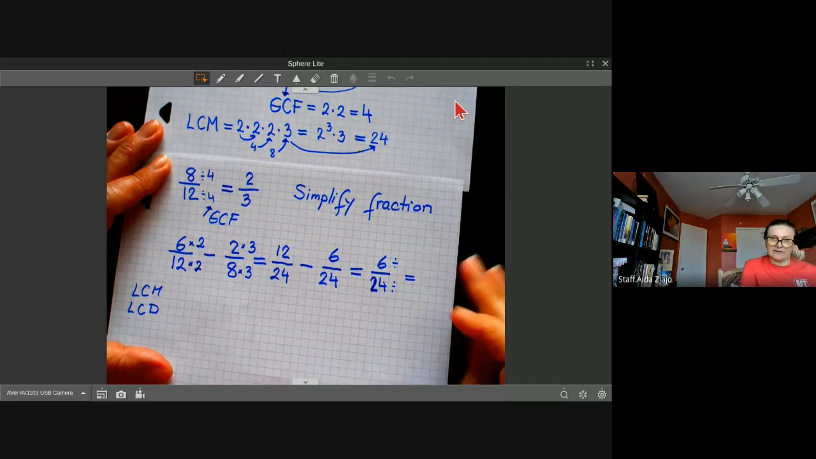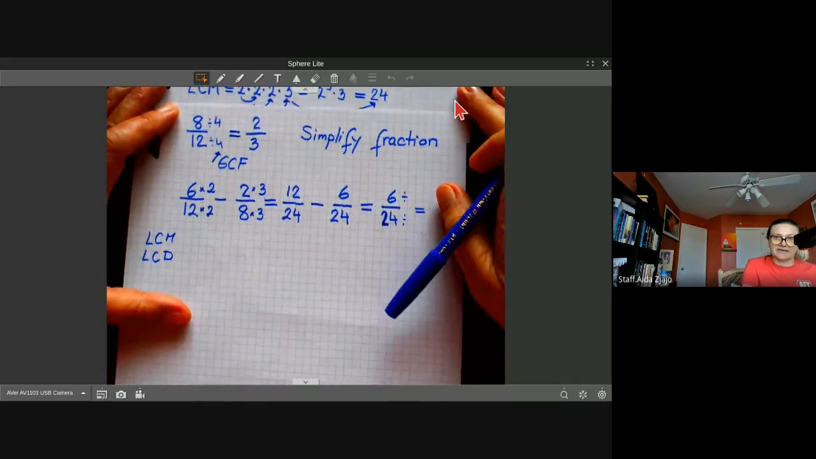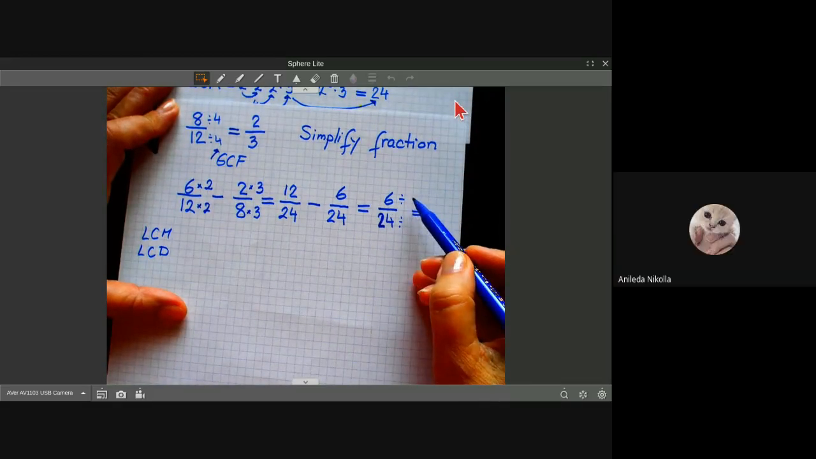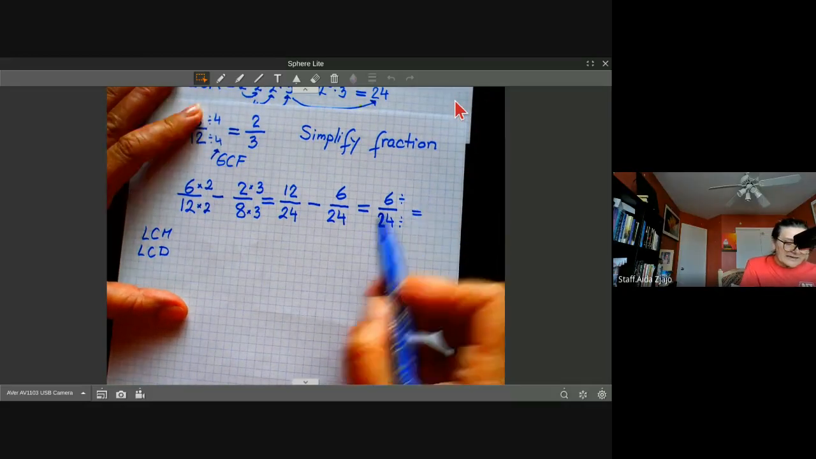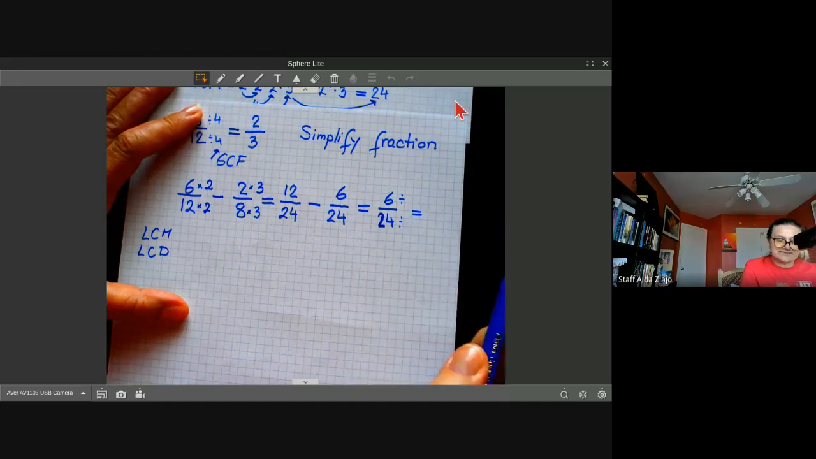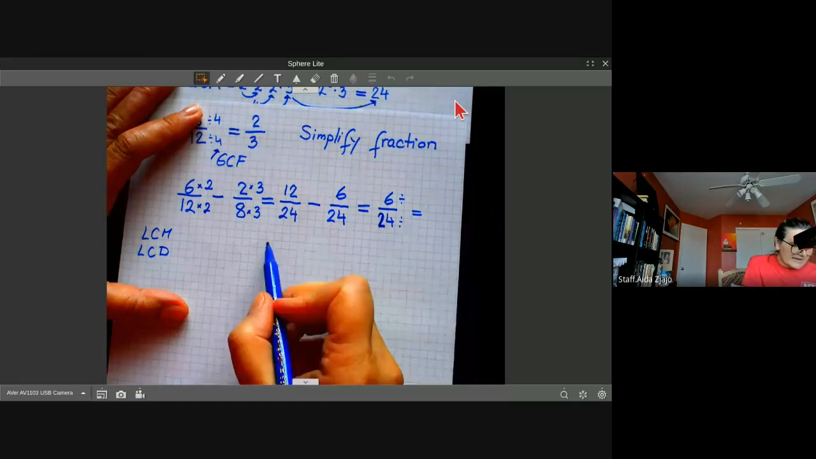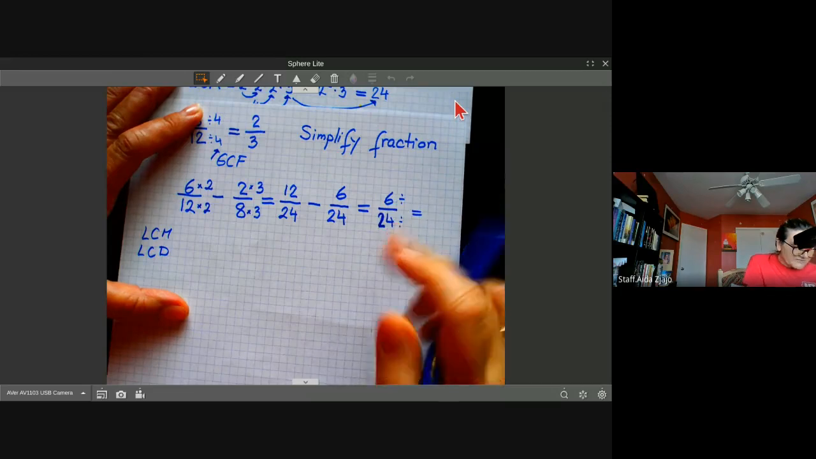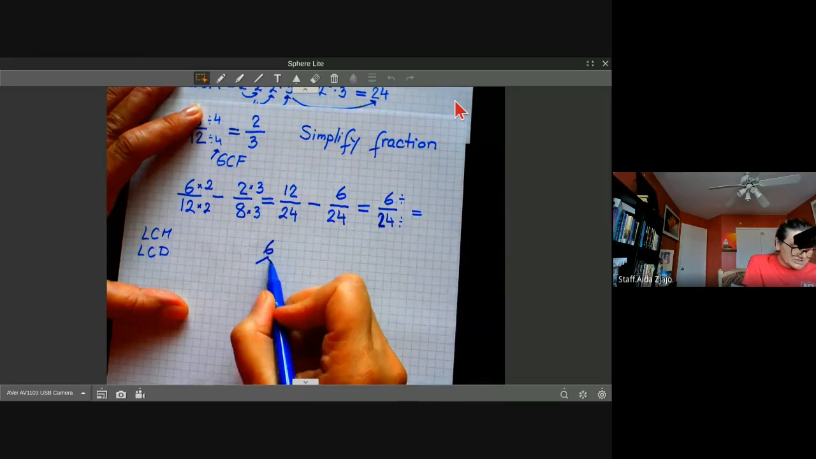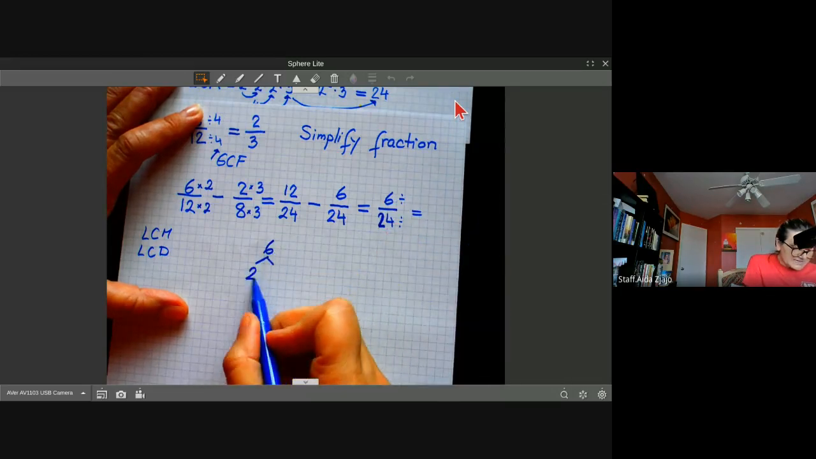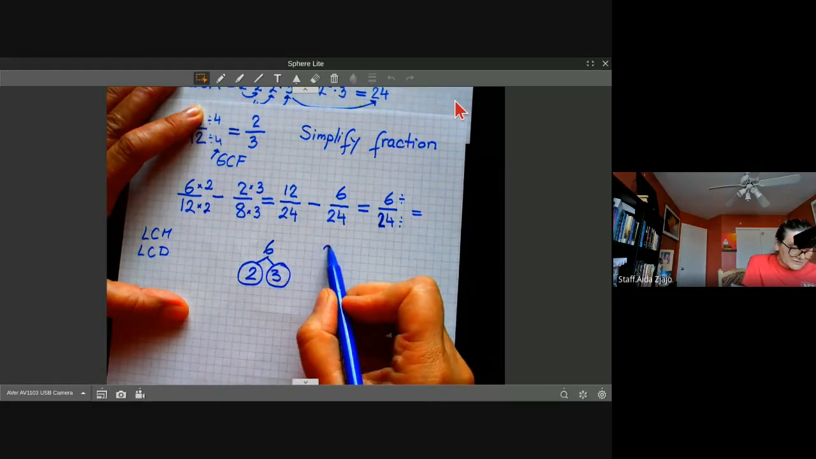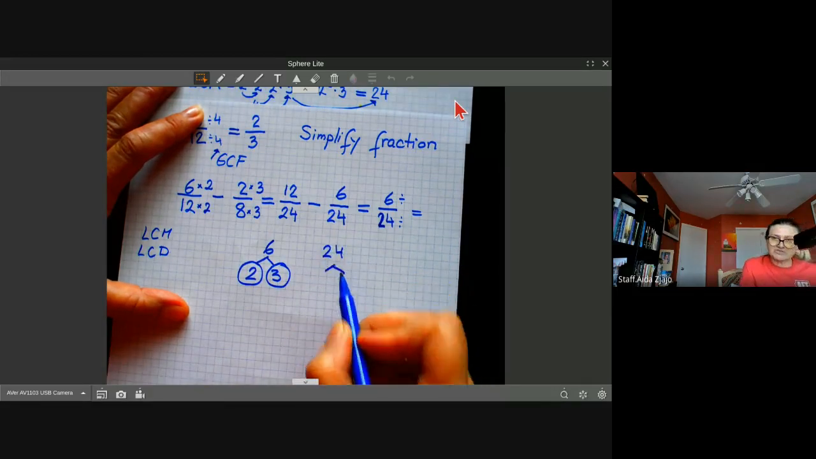Very good example, Anilada. So stay with me, okay? I need to find what is the greatest common factor. Let's see. So help me with this. I need 6 and 24. So I'm going to first do prime factorization. 6 is made of 2 times 3, correct? And then 24. How do I decompose 24, Anilada?